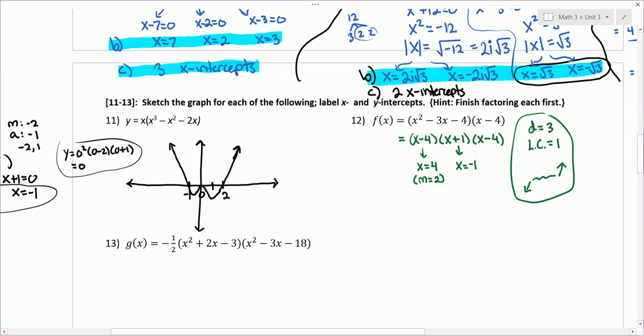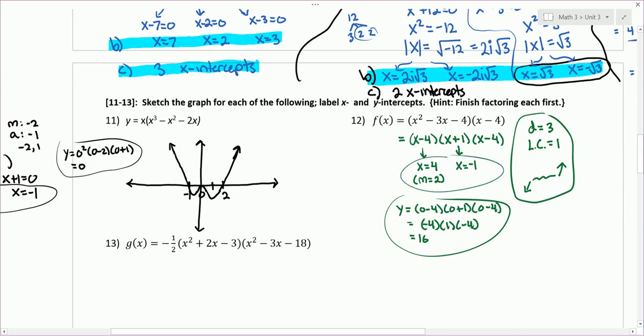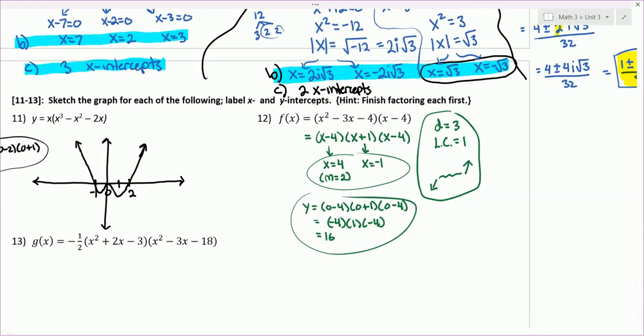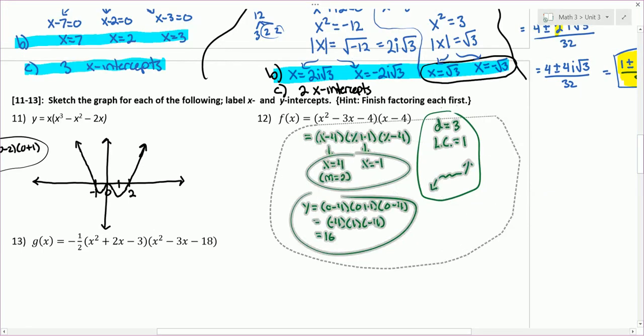Lastly, we're looking for our y-intercept. For our y-intercept, we plug in 0 for x, so 0 minus 4 times 0 plus 1 times 0 minus 4, and we end up with negative 4 times 1 times negative 4, which is 16. So we have a y-intercept at 16. So we're going to put all this information together to create our graph. I'm going to scoot this over to the right.